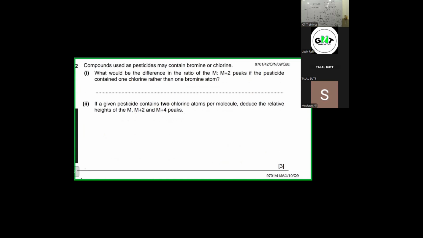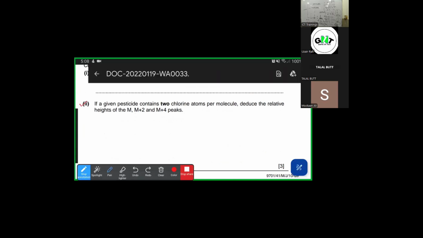Question number 2, just solve it up. We have done it right now. Do it by yourself again. A given pesticide contains 2 chlorine atoms per molecule. Deduce the relative heights of M, M plus 2 and M plus 4 peaks. This is a 3-mark question. So you should find out on the whiteboard. I have done it. Have a look up here. Okay. So this whole calculation you have to show.